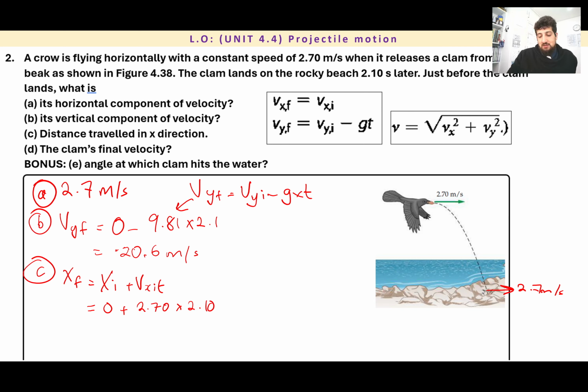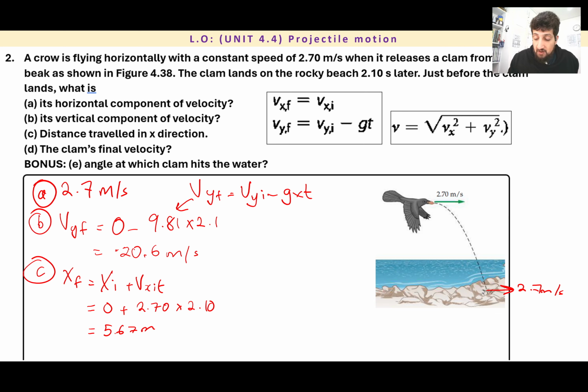Really what we're saying is that distance equals velocity times time. Velocity equals distance over time, and so distance is equal to velocity times time. So that's what we're saying. And that is going to be equal to approximately 5.5. Let's have a look. 2.7 times 2.1, and that is 5.67 meters. That is the final distance.